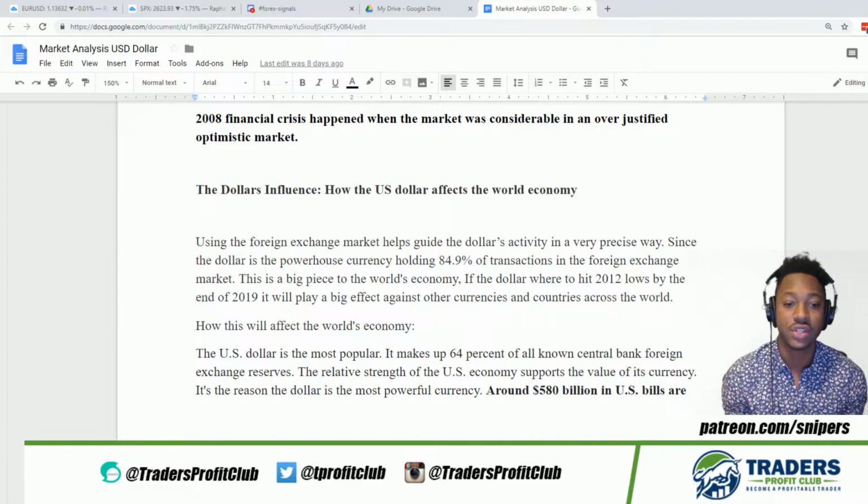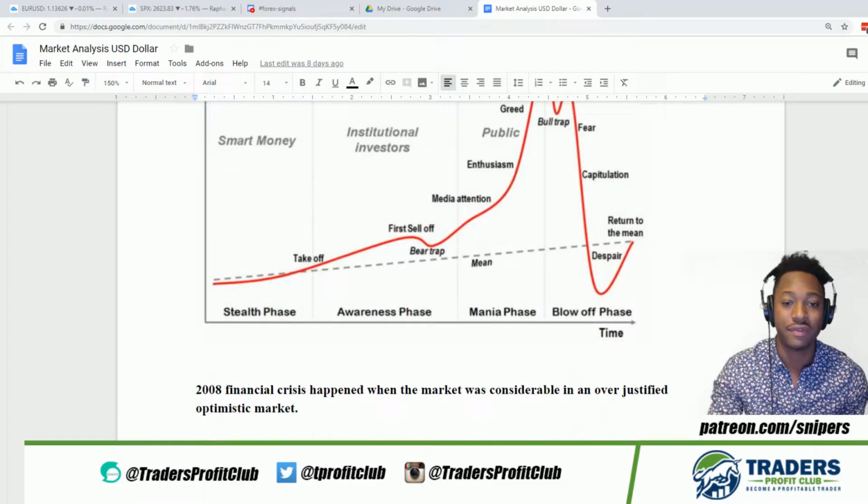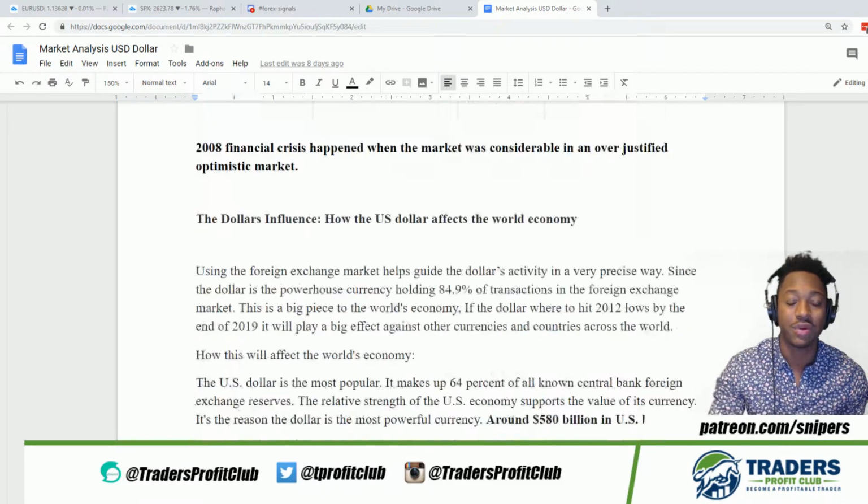Secondly, the US dollar has definitely been going through a cycle, and what we saw previously in this cycle is what we're going to be seeing in the US dollar in general right now.